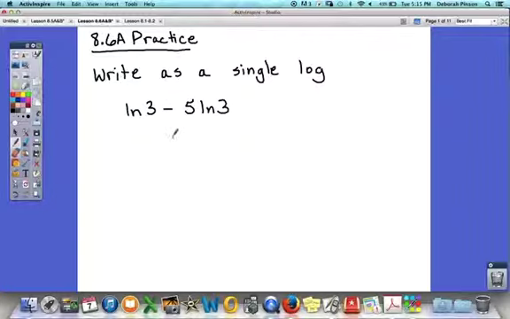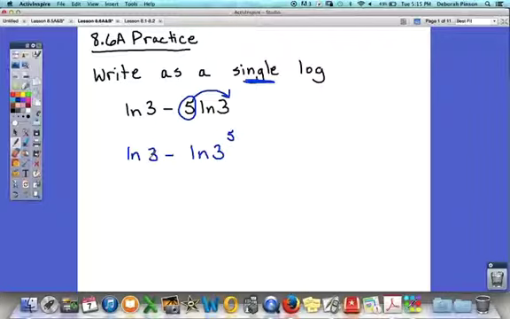Now, also, some of these I'm not putting on a no calculator part of a test, so don't be dependent on it. So we're going to go through and write this as a single logarithm. Another way they could have phrased this is they could have asked you to condense. So I'm going to use the power rule and the product rule and the quotient rule. So the first thing I'm going to do is use the power rule to move my 5 up into the exponent. So I'll have natural log of 3 minus natural log of 3 to the 5th.